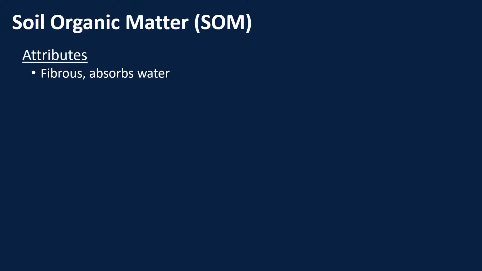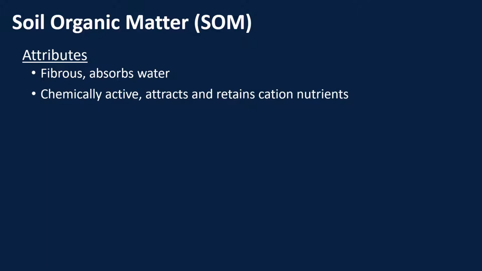If you think of compost, or that peat that you may mix in some of your containers, it's very fibrous, very lightweight, and that allows it to really absorb water. And because it has lots of little absorbing areas, it's also what they call chemically active, which means it attracts and retains cation nutrients, those positively charged nutrients, because soil organic matter tends to have a negative charge. So it's like that negative magnet that we talked about earlier that's pulling and holding on to those nutrients.